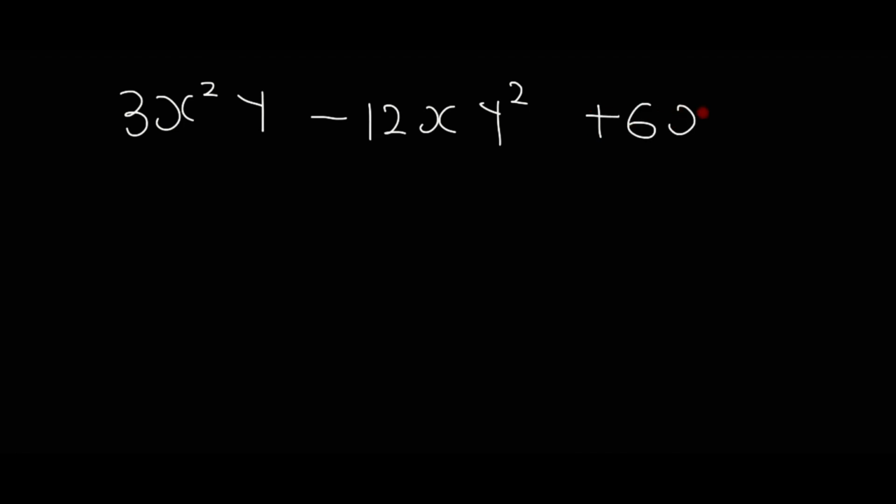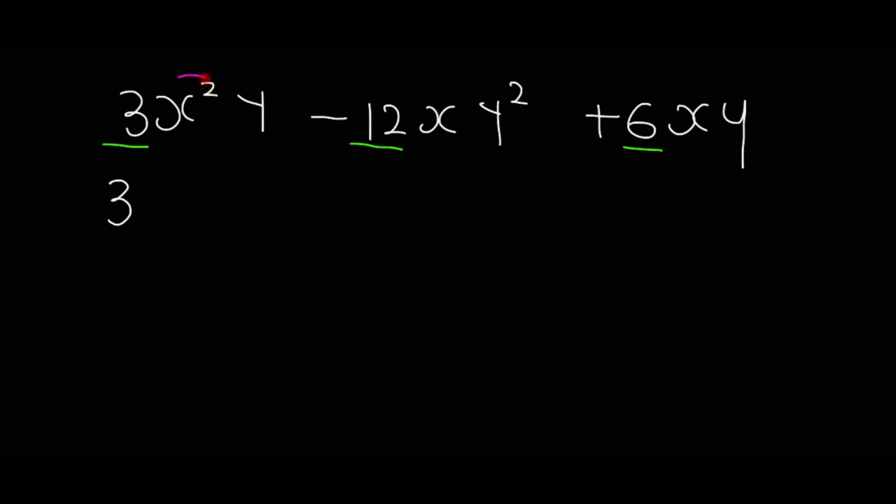What about 3x squared y and then minus 12xy squared and then plus 6xy? So we will do the same thing. We will start by looking at the numbers, we have 3, we have 12, and then we have 6. So we want the highest common factor. The highest common factor is 3, and then now we look at the variables.